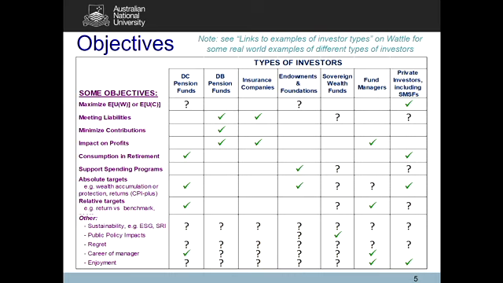You can see that the next two big ticks are supporting spending programs and absolute targets. Now that first one, supporting spending programs, that's the biggest objective of an endowment and foundation because that's what they're set up to do. Right, the Bill and Melinda Gates Foundation is set up so that the donations and the return on the donations will support the charitable programs that they have. The Harvard Foundation, same thing, but to support the goals of Harvard University. The ANU Endowment, same thing.